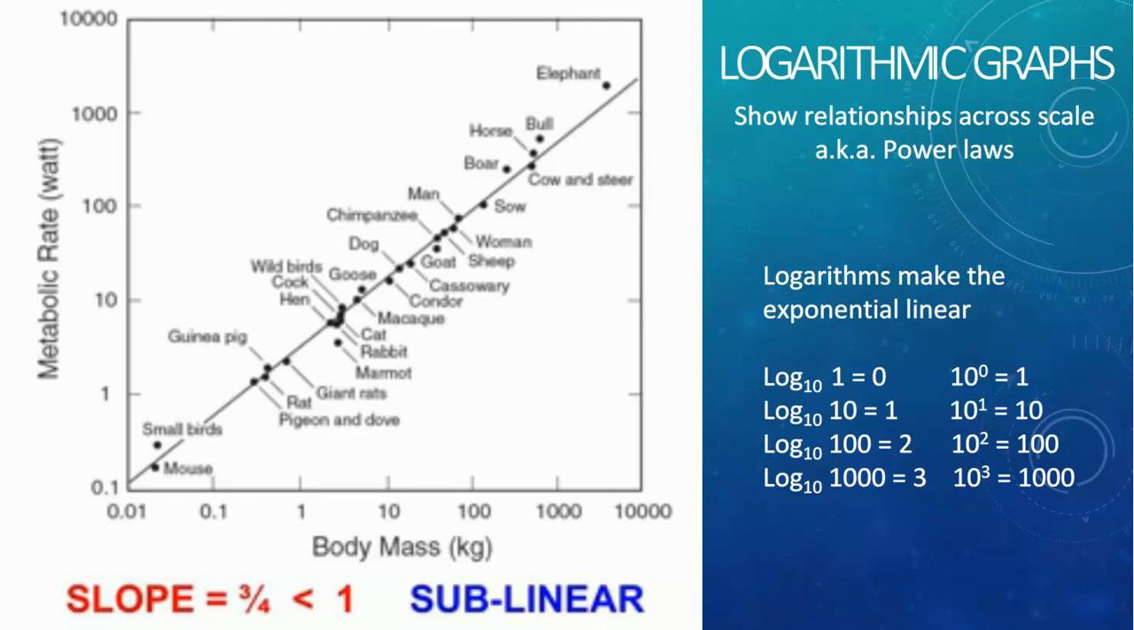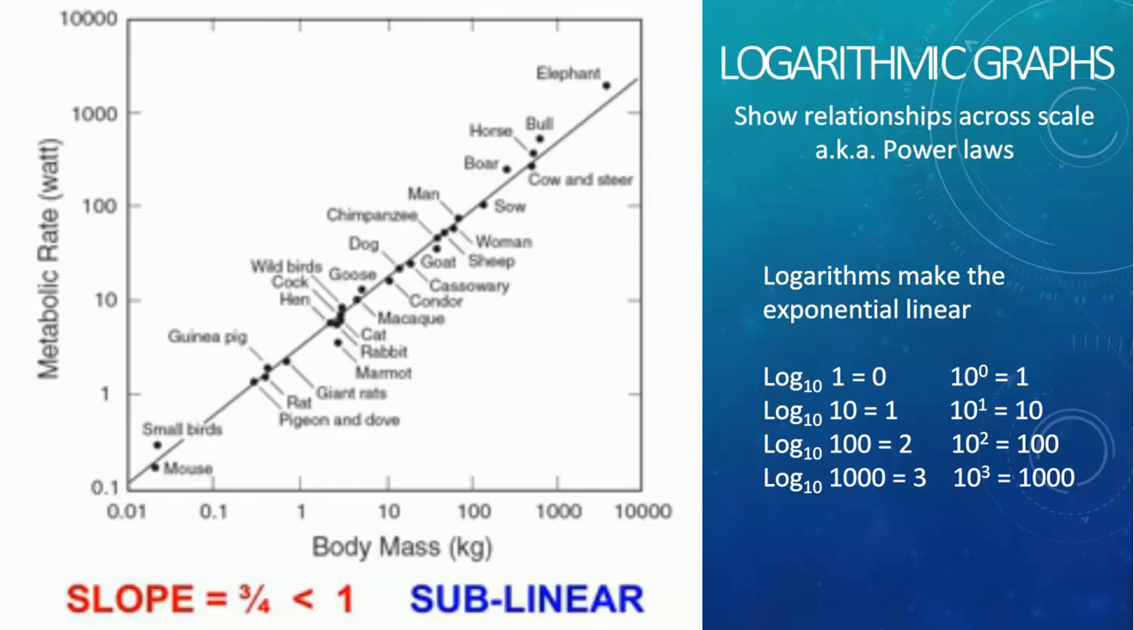So what logarithms do is they make the exponential linear. So if you look at the y-axis on this graph, it's talking about metabolic rate. So how much energy are each of these animals using? And it's going from 0.1 to 1 to 10 to 100 to 1,000 to 10,000. And so this is an example of an exponential scale. Each tick mark isn't going 1, 2, 3, 4, 5. It's going by multiples of 10. And so that's an exponential scale. But the multiples of 10 are represented as just one jump in tick marks. And so that's why it's called a logarithmic scale.